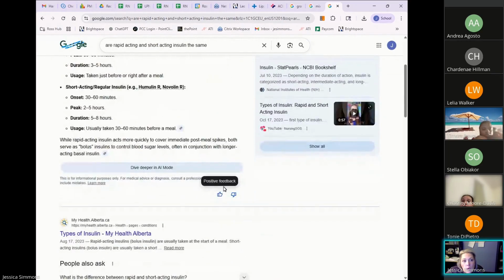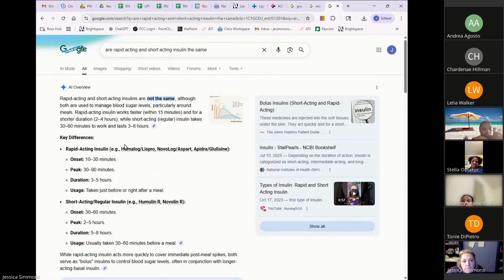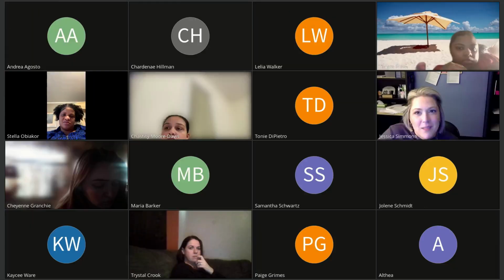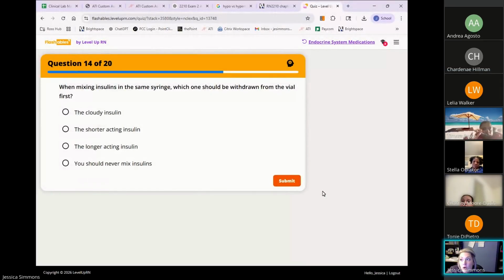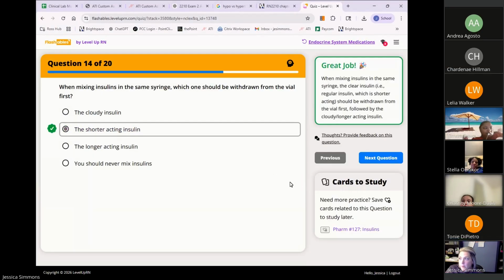Now it's confusing me. Now I need to see the answer. The question said short acting or long acting, so it would be long acting then. You never, ever, ever mix long acting insulin. That's a big no-no. So the answer would be the short acting one. Good. So when mixing insulins in the same syringe, the clear insulin, which is your regular insulin, which is shorter acting, should be withdrawn from the vial first, followed by the cloudy, longer acting insulin.